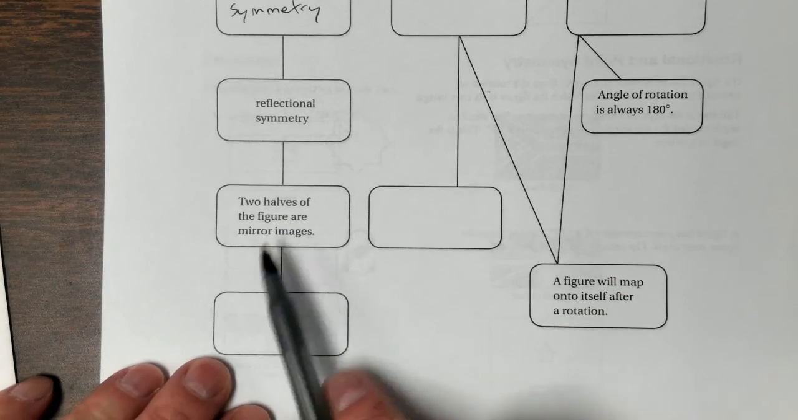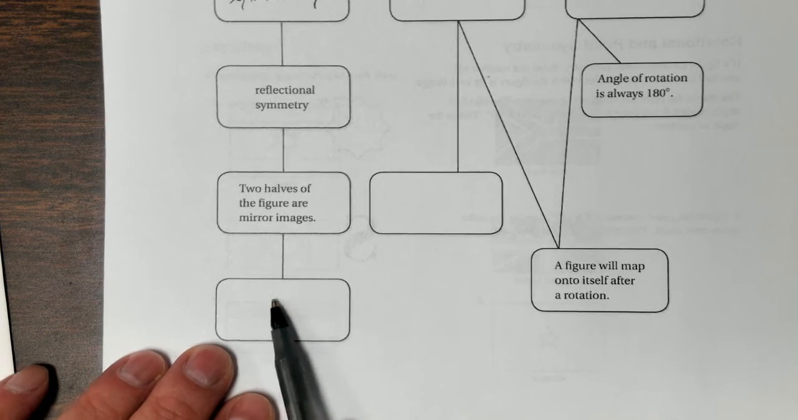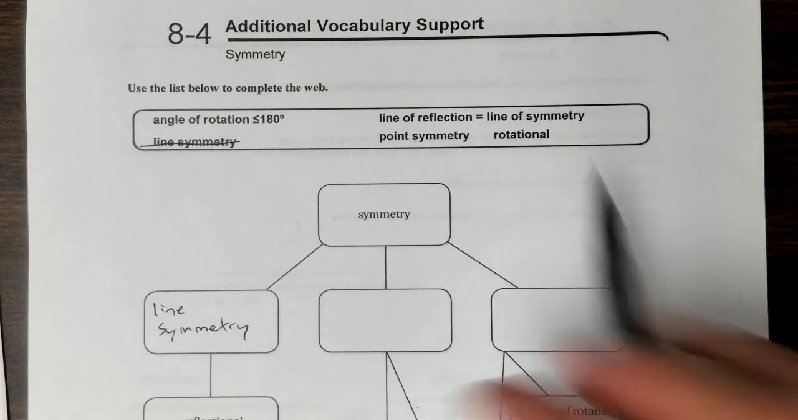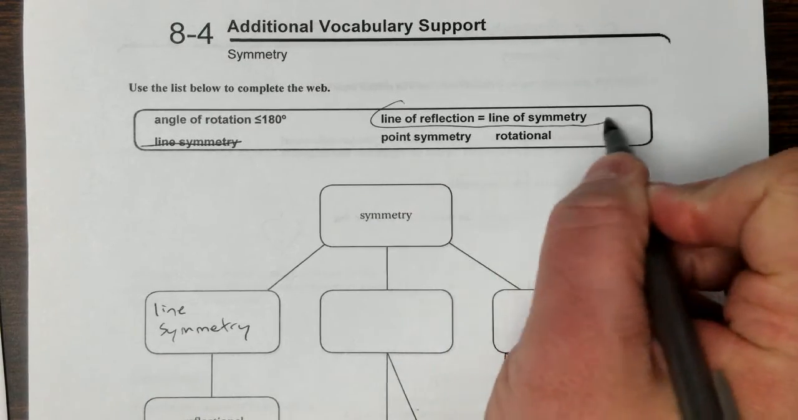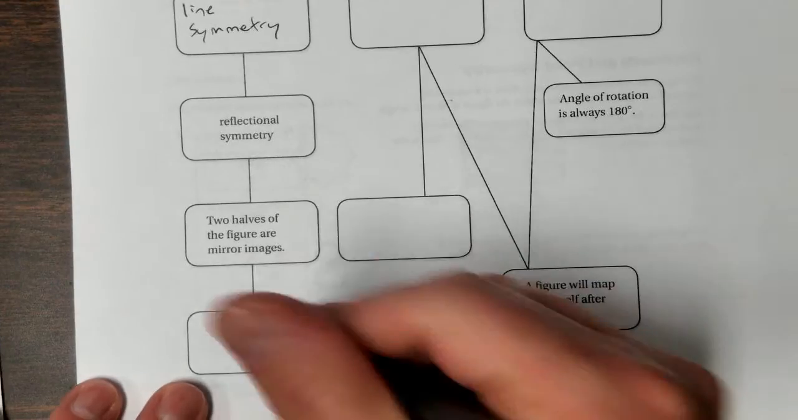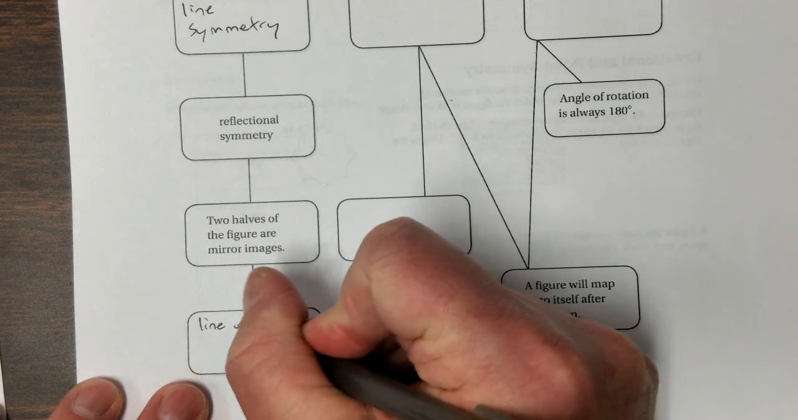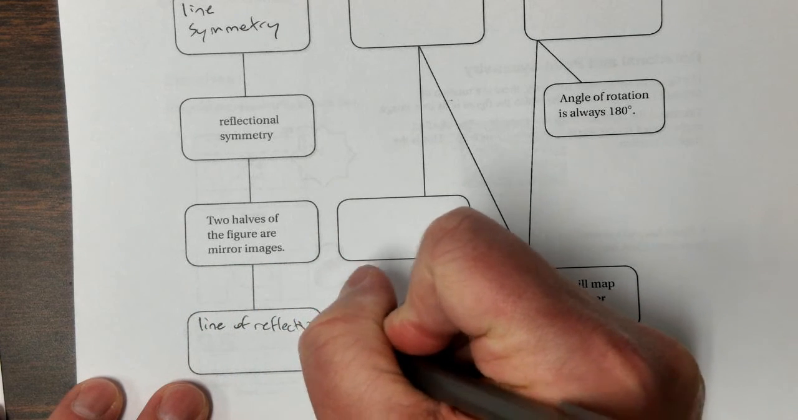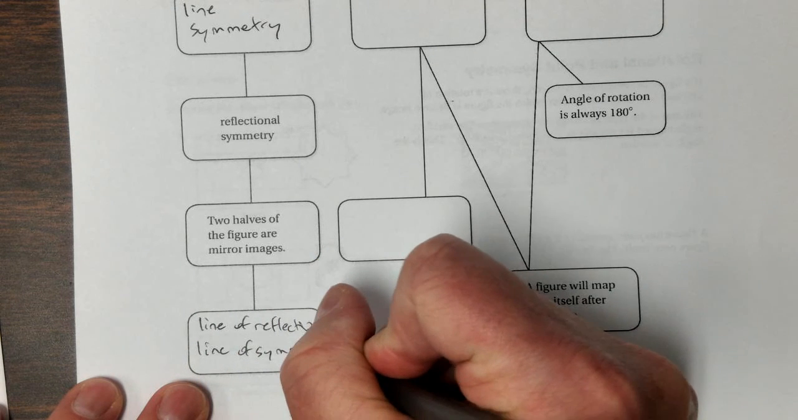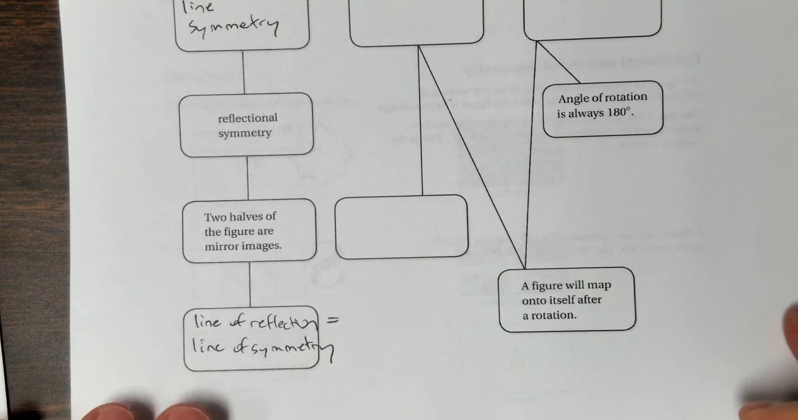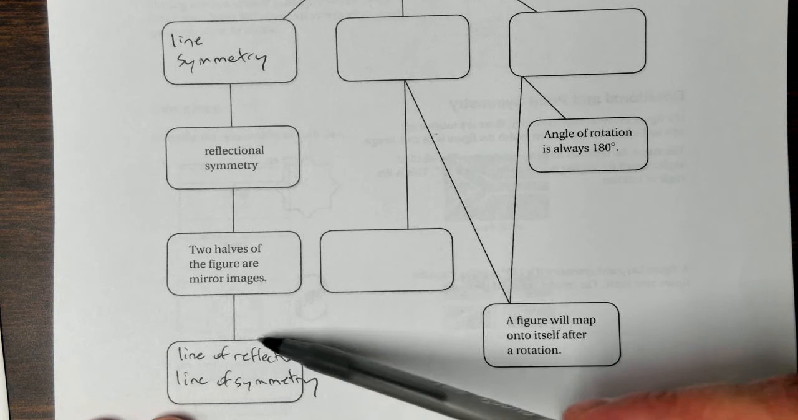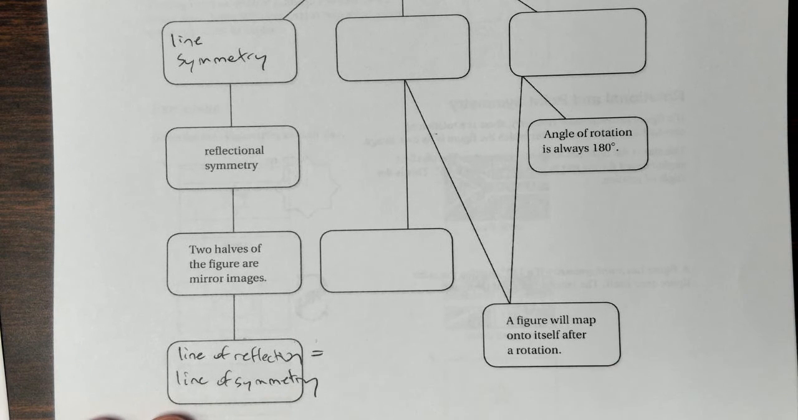Two halves are mirror images, and so this one is where you'd put the line of reflection. Basically, it's going to be this one right here. The line of reflection equals the line of symmetry. Okay, so that's all about your line symmetry. Again, we had line of reflection equals the line of symmetry.